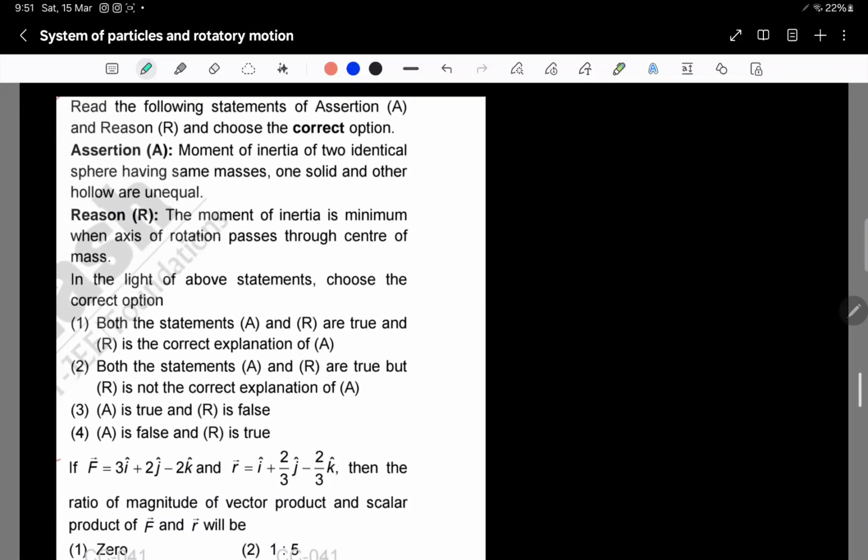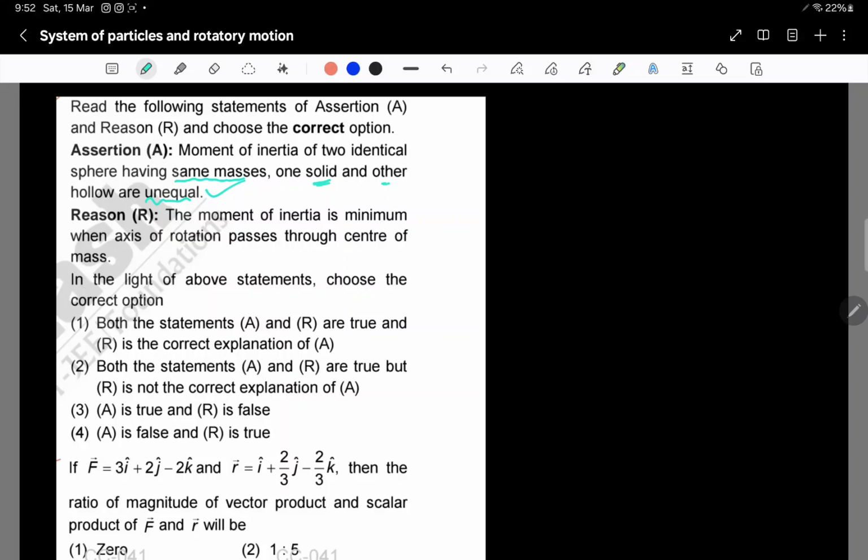Next, assertion reason, students. Moment of inertia of two identical spheres having the same masses, one solid and the other hollow, are equal. Yes, students, moment of inertia depends on masses and their relative positions from the axis of rotation. Masses same does not mean moment of inertia equal, because the distances differ: one is a solid sphere, the other a hollow sphere. Solid sphere moment of inertia is 2 by 5 mr square, hollow sphere is 2 by 3 mr square. Unequal, so this is correct, unequal.